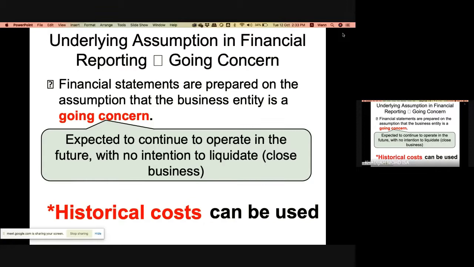Then historical cost can be used. What do you mean by historical cost? It means the cost that has been transacted. So that is the historical cost.